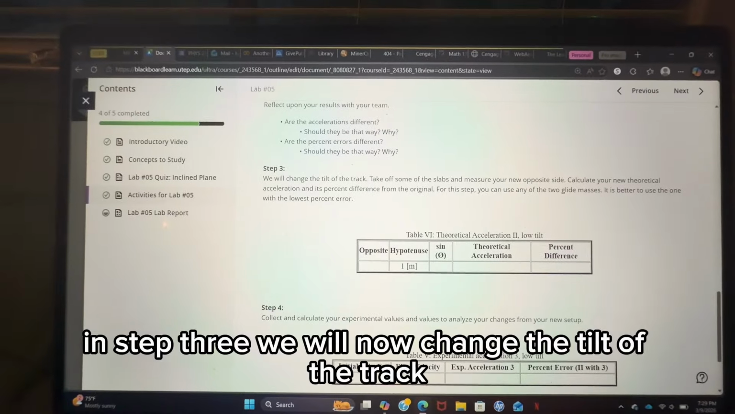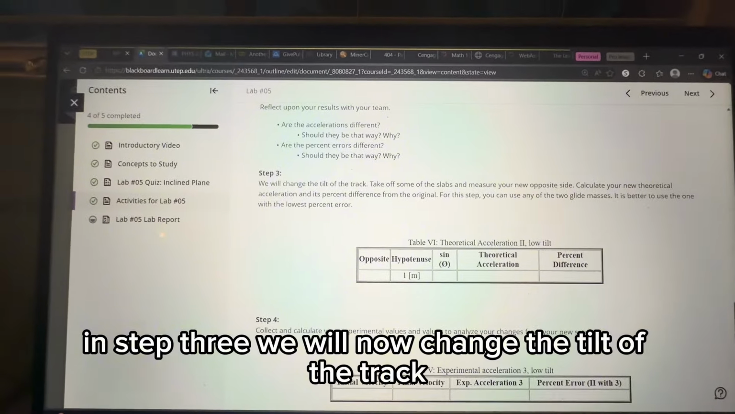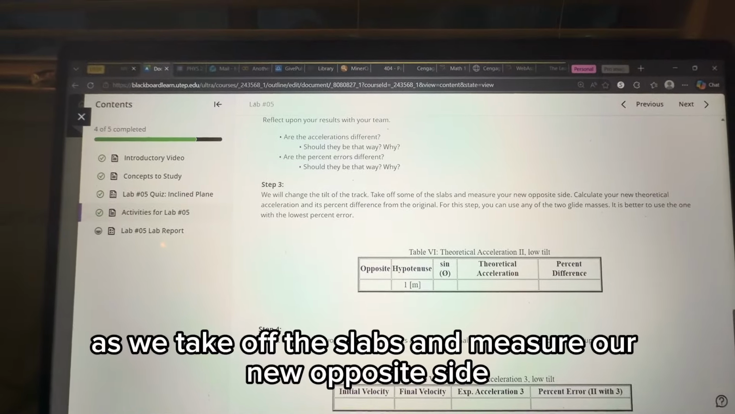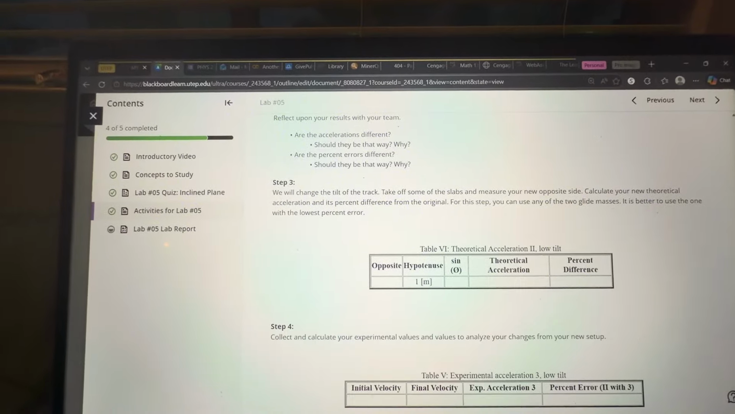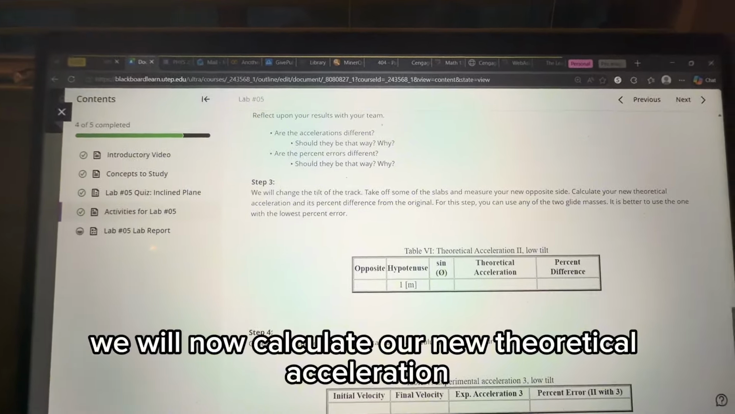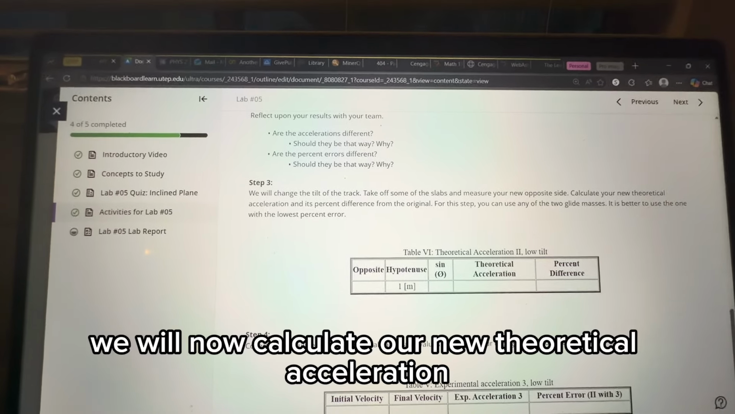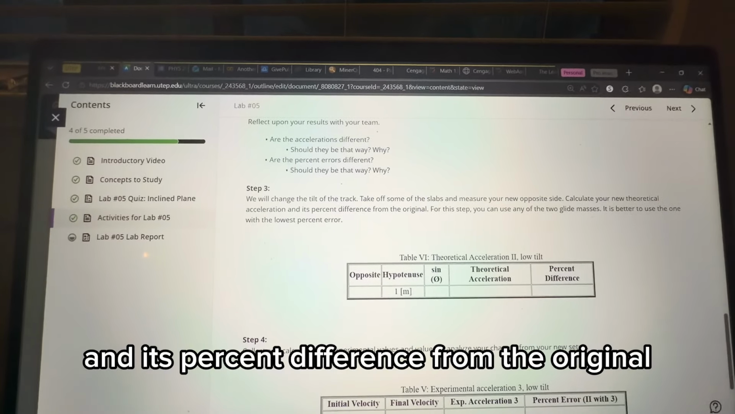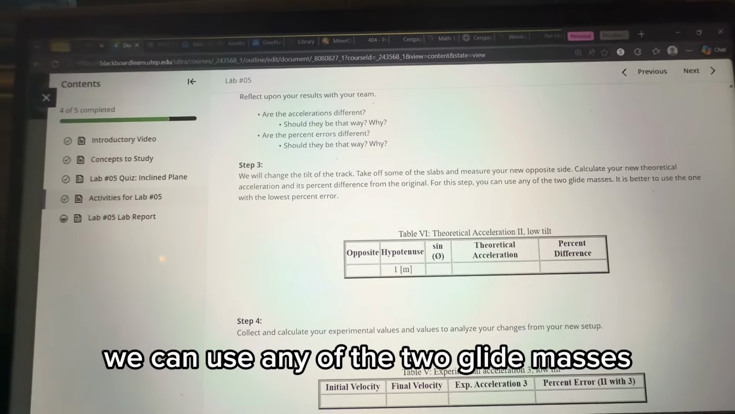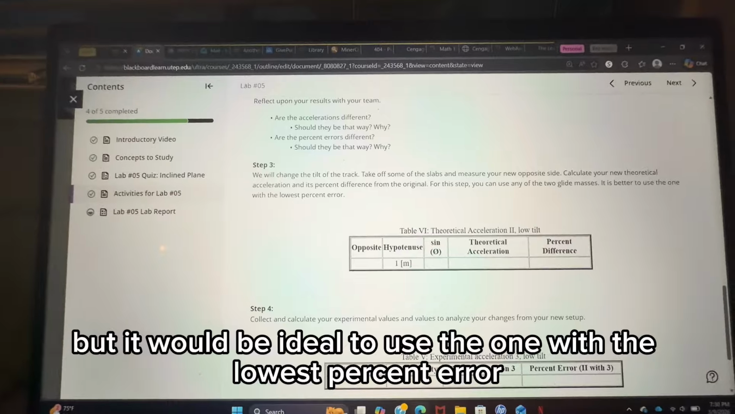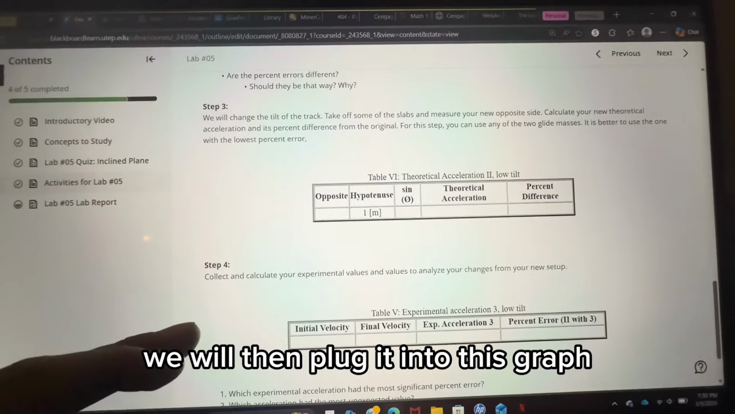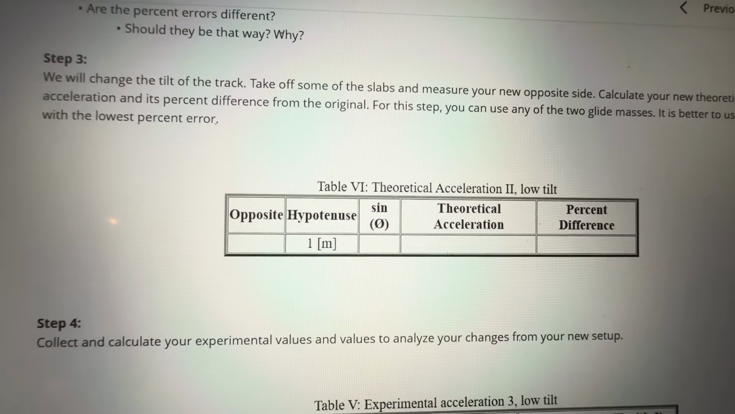In step 3, we will now change the tilt of the track as we take off the slabs and measure our new opposite side. We will now calculate our new theoretical acceleration and its percent difference from the original. We can use either of the two glide masses, but it would be ideal to use the one with the lowest percent error. We will then plug it into this graph.